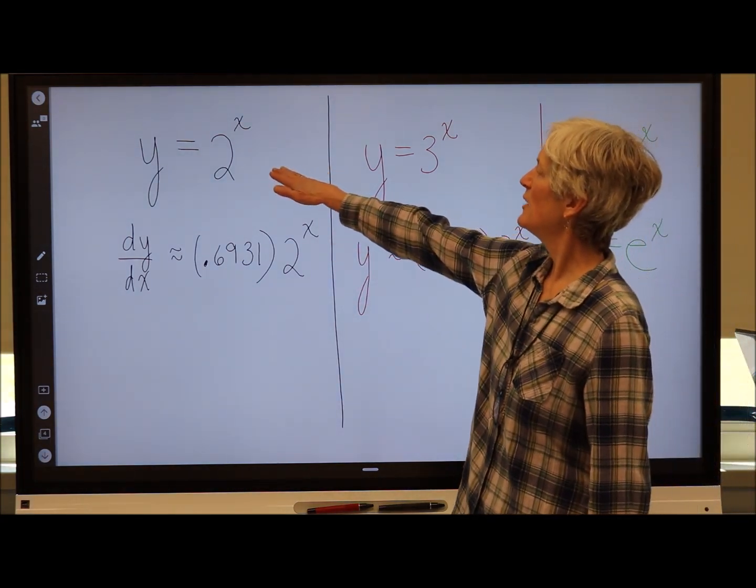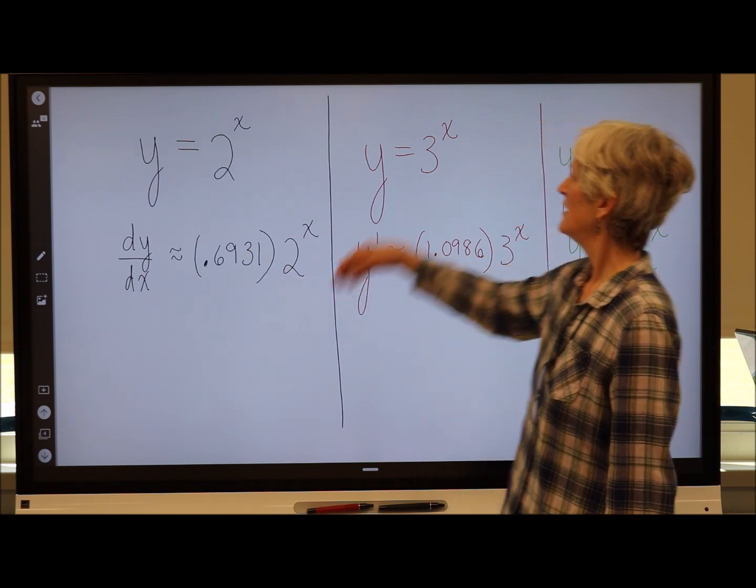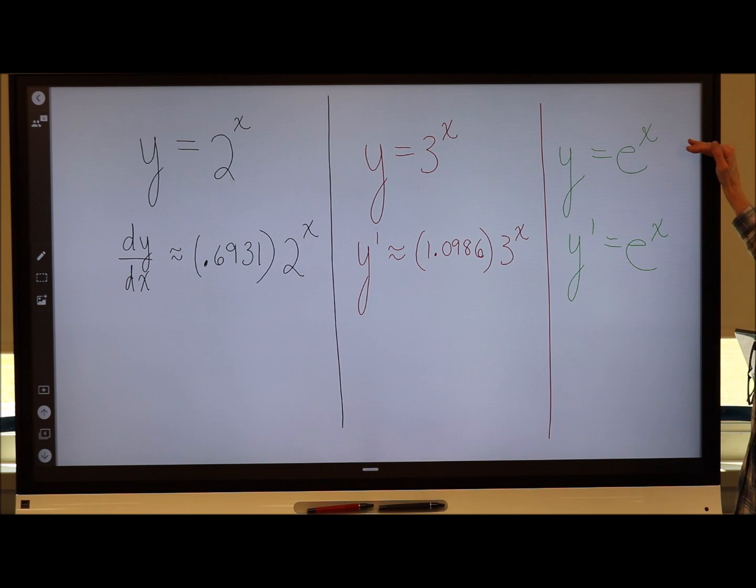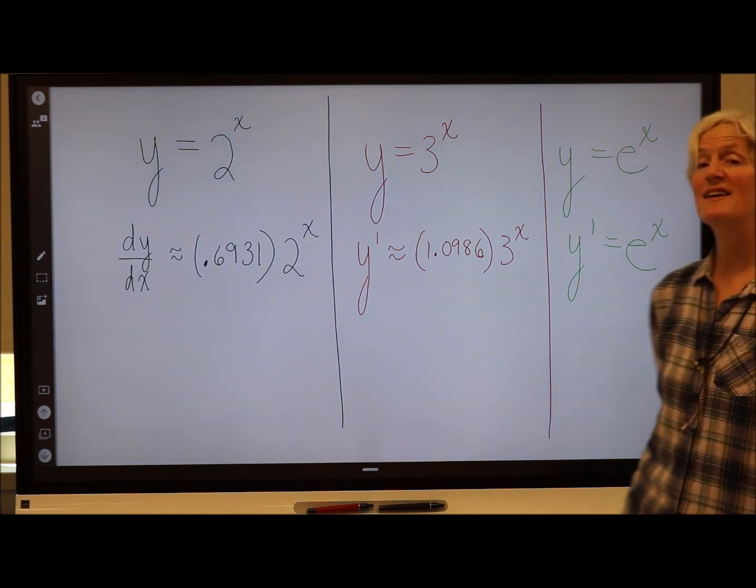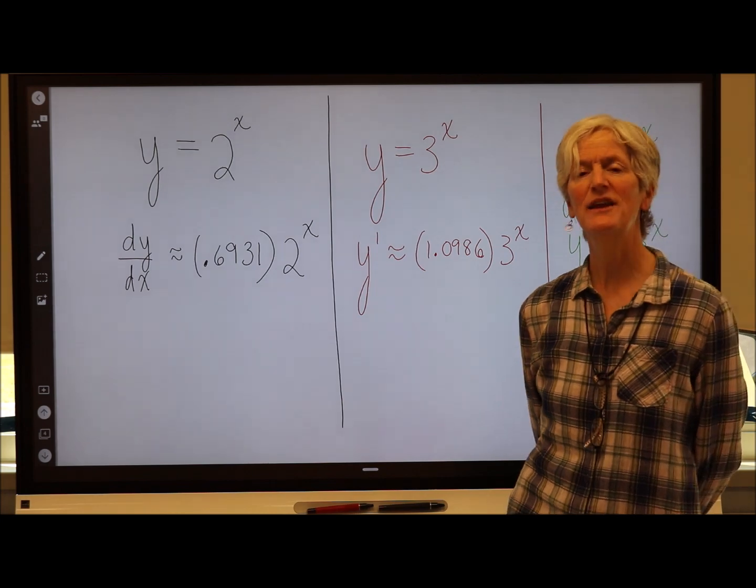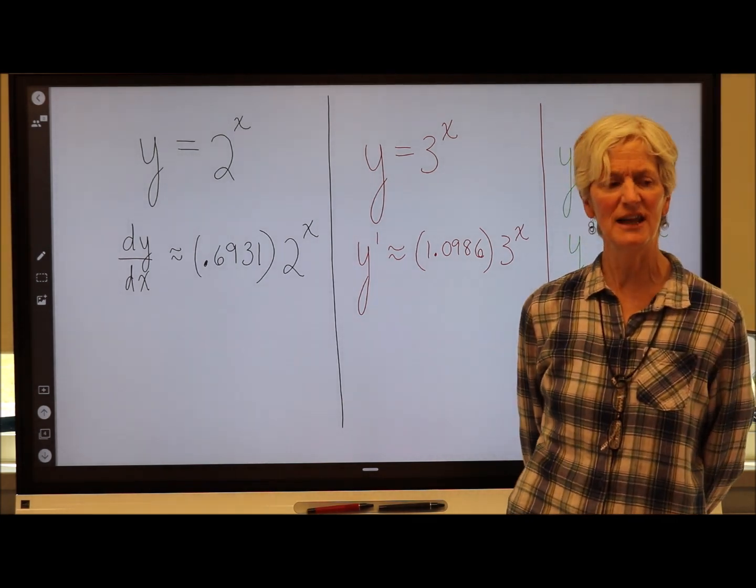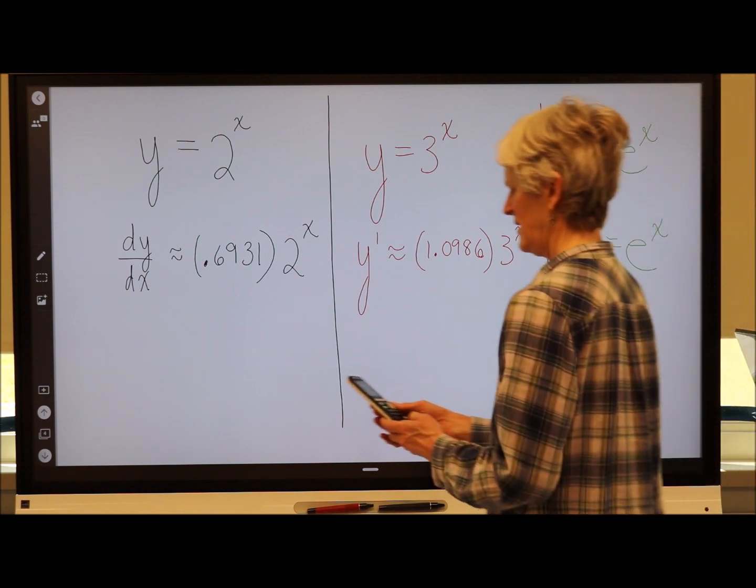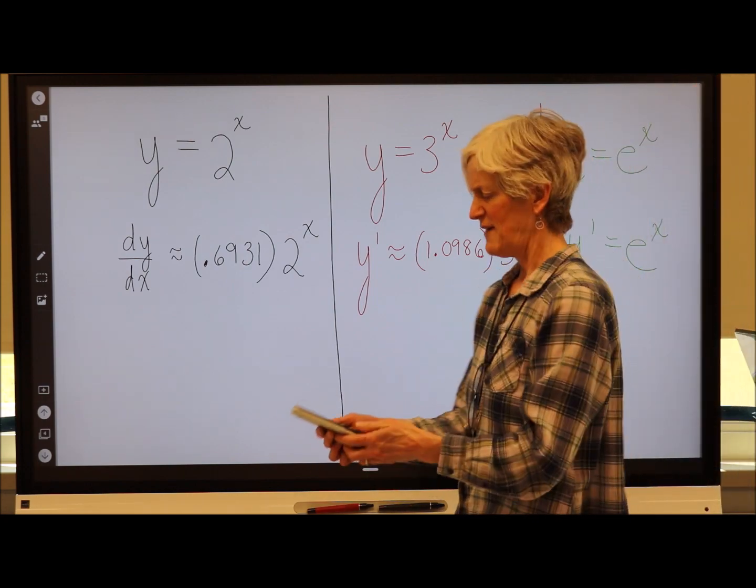The derivative of y equals 2 to the x was this. The derivative of y equals 3 to the x was that. And the derivative of y equals e to the x was that. There's a cool shortcut trick. Pause the video, play around with your calculator. If you want another example, I'll give you another example. Give me a number. 5, sure.